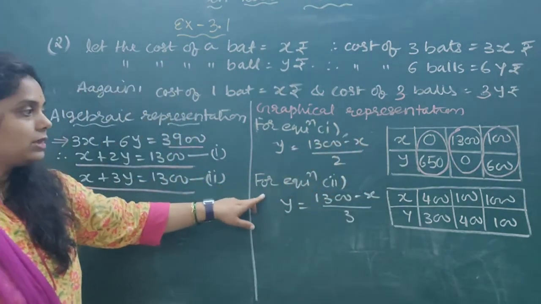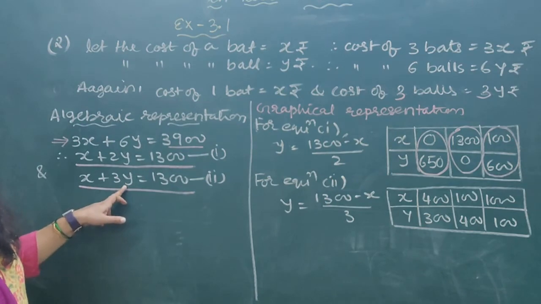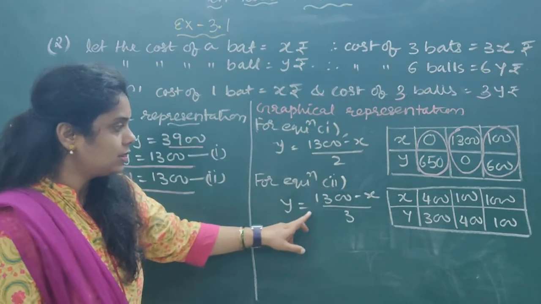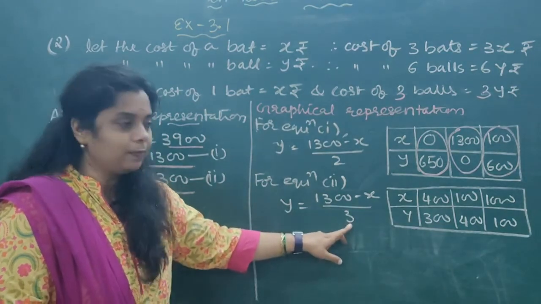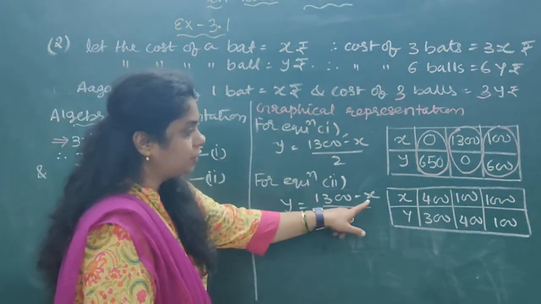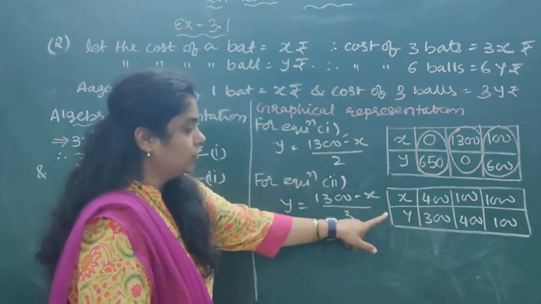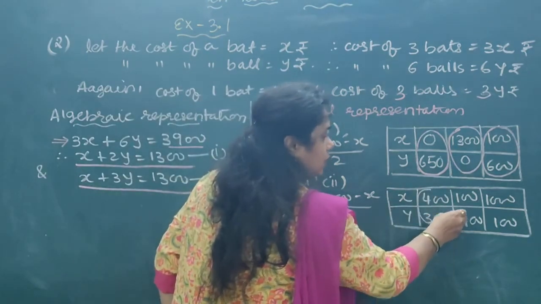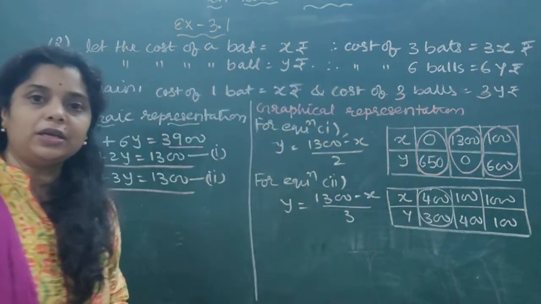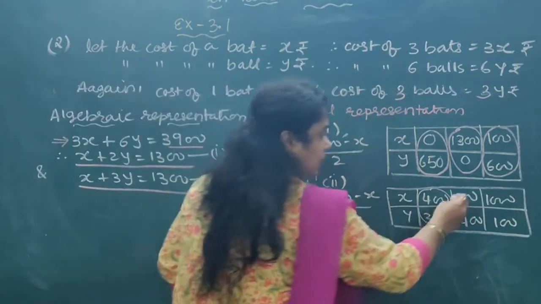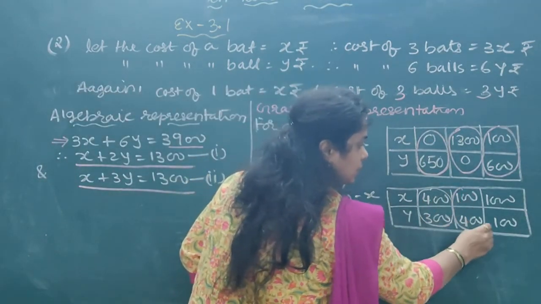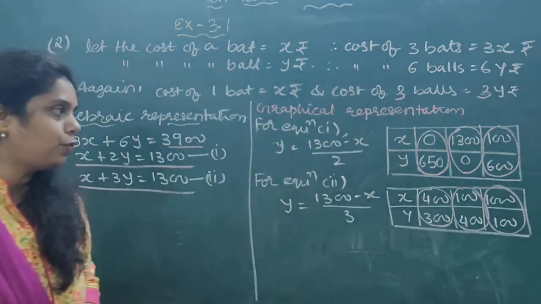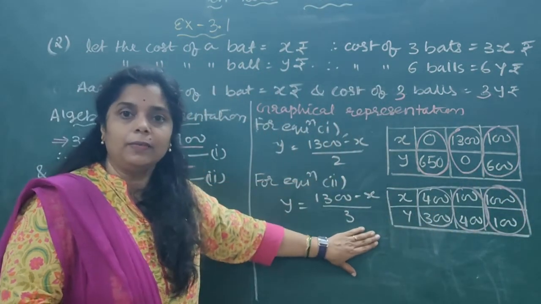Now let's go for the second equation. Here again I selected y and took x to the other side. So y is equal to (1300 minus x) by 3. Similarly here I put x is equal to 400. So finally I got y is equal to 300. So like that you have to take a value which makes your calculation easy. And this way I got (400, 300), (100, 400) and (1000, 100). These 3 points are for the second equation.